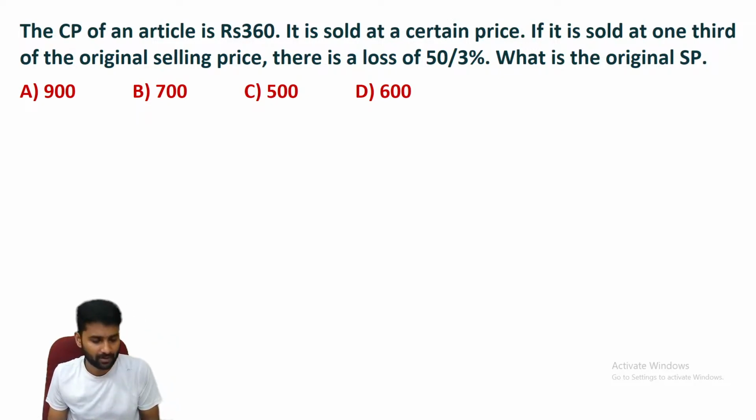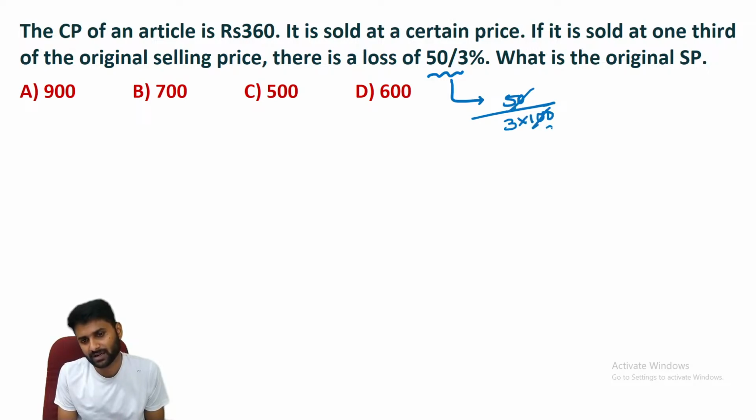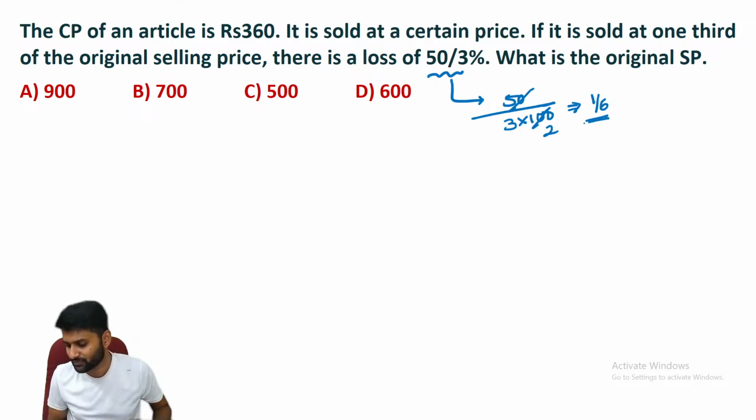It's all about the profit and loss concept. 50 by 3 percentage means 50 by 3 per 100, so again you have to divide 50 by 3. If you are good at conversion, take that value as 1/6 of it.